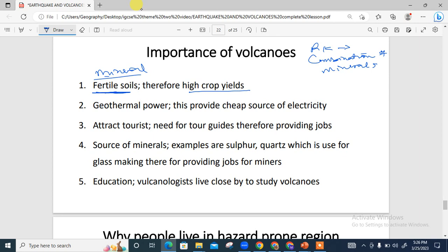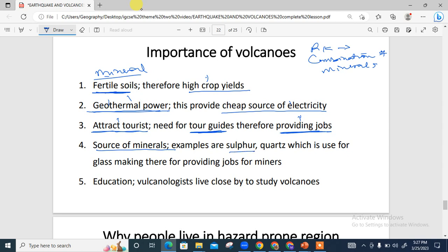This earthquake also provides a source for geothermal energy, which is energy you get from the earth's crust. So this helps to provide a cheap source of electricity. It also attracts tourists, so there is need for tour guides and therefore providing jobs. So you see, we are just looking at the multiplier effect of this. This is important. We have like two here: geothermal energy, which provides electricity, and fertile soil, so good for agriculture. So it's a source of minerals.